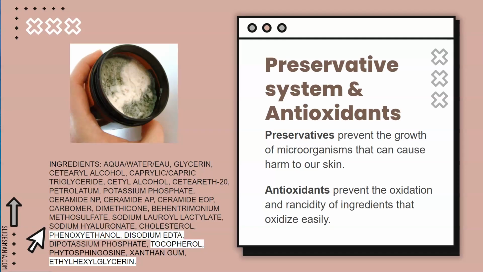Now we're going to discuss preservative system and antioxidants. Preservatives are ingredients that prevent the growth of microorganisms that can cause harm to our skin, while antioxidants prevent the oxidation and rancidity of ingredients that oxidize easily. Here I've highlighted the sample ingredient list from CeraVe, and the preservative system that they've used is phenoxyethanol and ethylhexylglycerin. They've also used disodium EDTA as part of their chelation system, which is part of their preservative system, and they've also used tocopherol as an antioxidant.